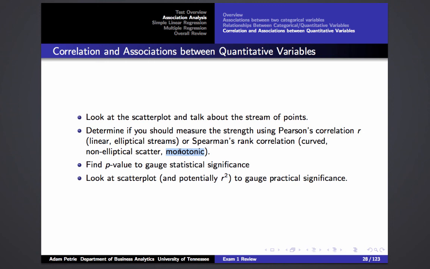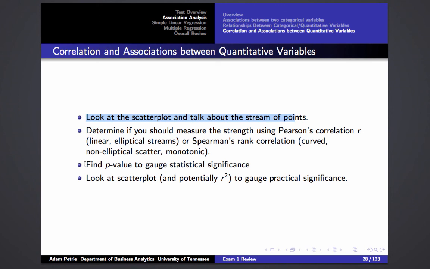So, things you need to know: make sure you can look at a scatter plot and talk about the stream of points intelligently. The direction, whether it's positive or negative; the form, whether it's linear or nonlinear, and if nonlinear, monotonic versus non-monotonic; and how strong the relationship looks to be, based on the amount of scatter. We know the more scatter there is, up and down, the weaker that relationship really is.